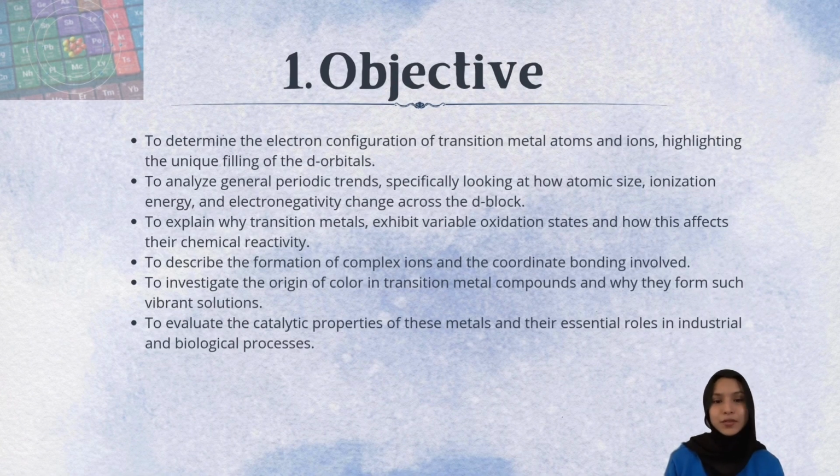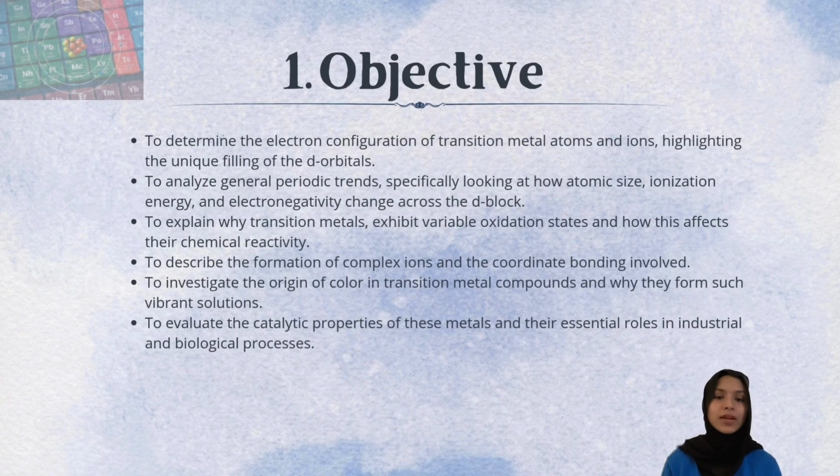The first objective is to determine the electron configuration of transition metal atoms and ions, highlighting the unique filling of the d orbitals. The second one is to analyze general periodic trends, specifically looking at how atomic size, ionization energy, and electronegativity change across the d block. The third one is to explain why transition metals exhibit variable oxidation states and how this affects their chemical reactivity. Next is to describe the formation of complex ions and the coordinate bonding involved.